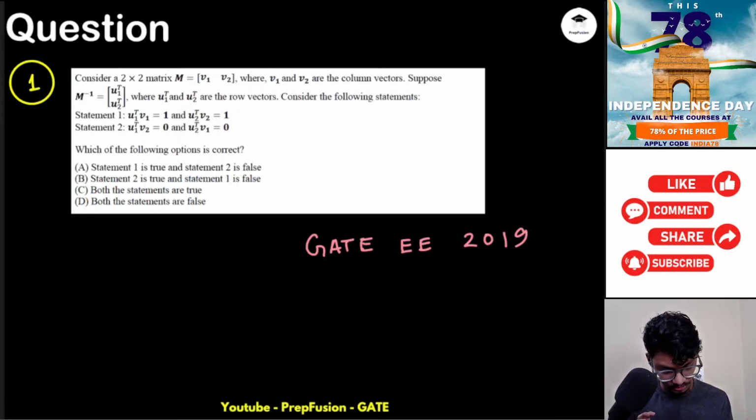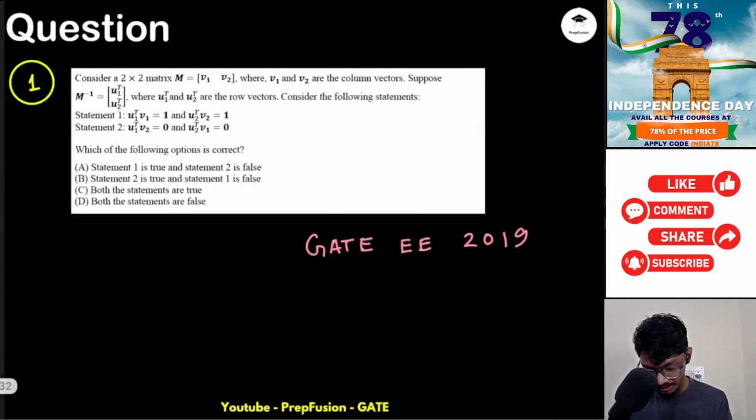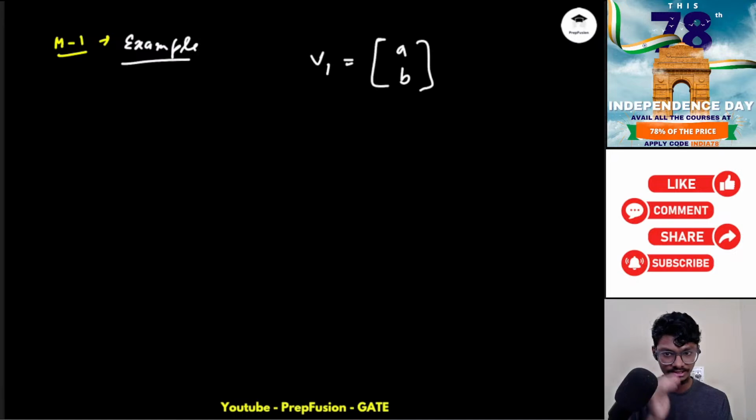So this question is actually a good question. I will tell you two methods to solve this. First one is method 1, with examples. I will take an example. They have told me that I have two matrices, V1 and V2. V1 and V2 are column vectors. What does column vector mean? If V1 is something like this, A B, it is a column vector, so it will have only a single column and it can have multiple rows. And V2 is another column vector. I will name V2 as C D.